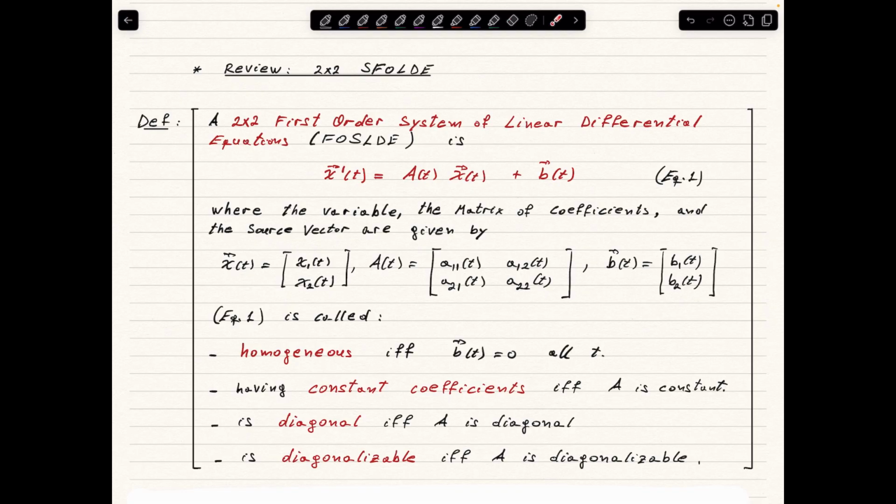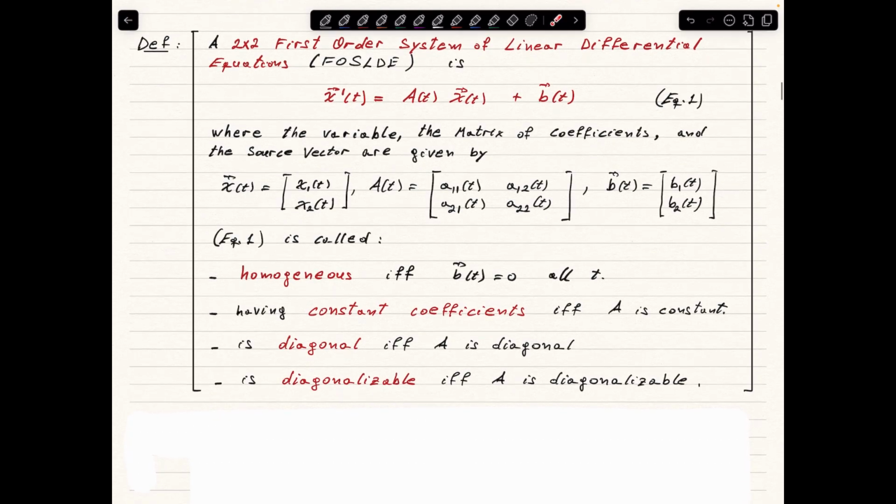For example, we call equation 1, which is this equation, homogeneous if and only if we don't have this term here. Then we call this equation of having constant coefficients when the matrix A is constant, so there is no t dependence here, and the system is diagonal when this matrix is diagonal, and the system is diagonalizable when the matrix A, the matrix of coefficients, is diagonalizable.